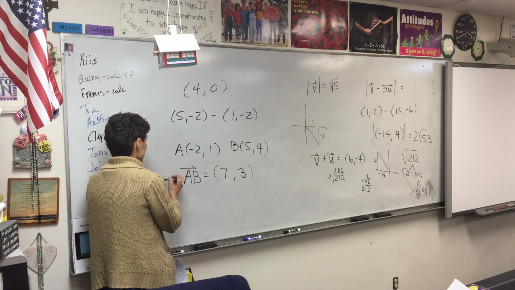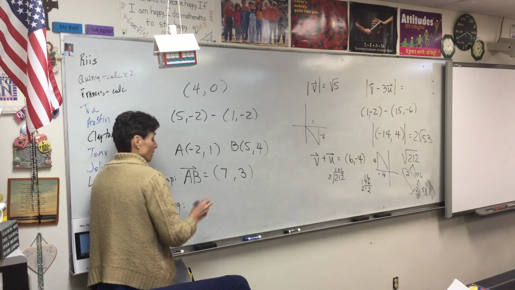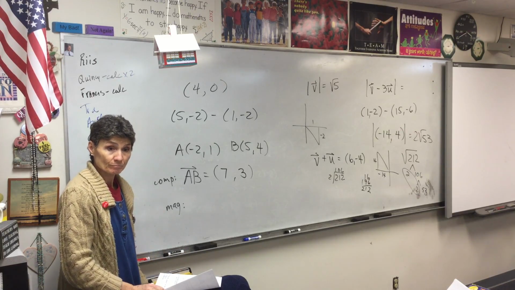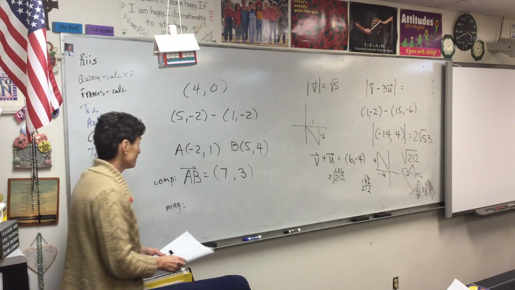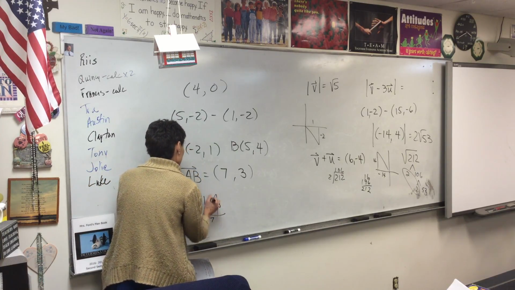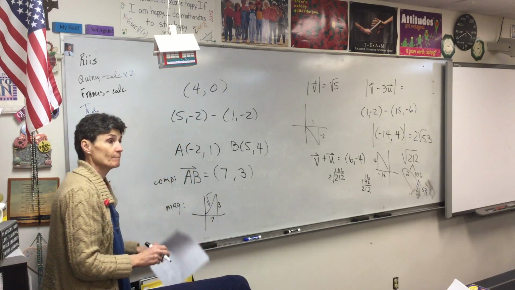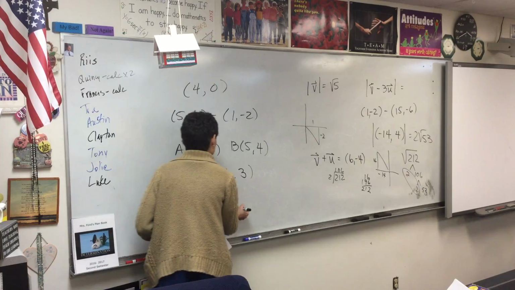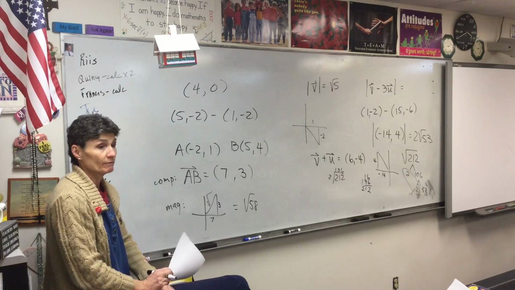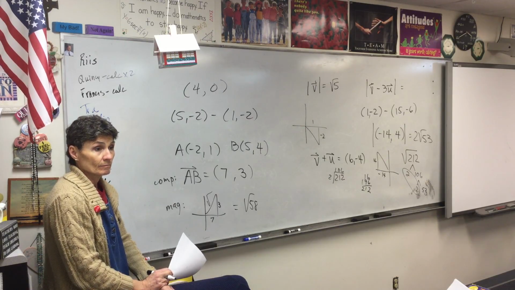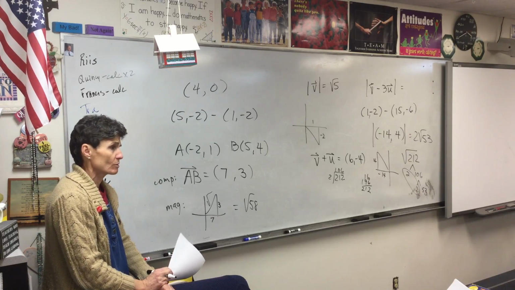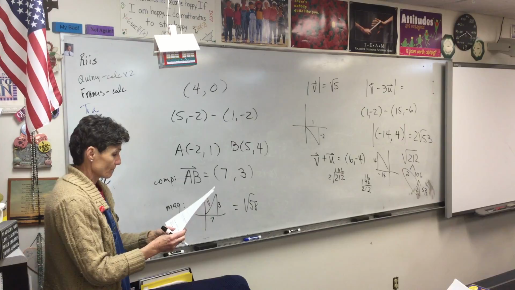Now we want its magnitude. Well, we've already done a couple of those. Magnitude means Pythagorean theorem, right? So if I go over 7 and up 3, what's my magnitude going to be? Square root of 58, which does not break down. So it's just the square root of 58. Okay, so components, magnitude, those are easy. You know those things. No need to be confused.